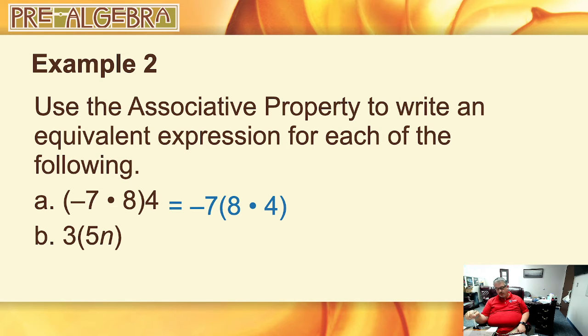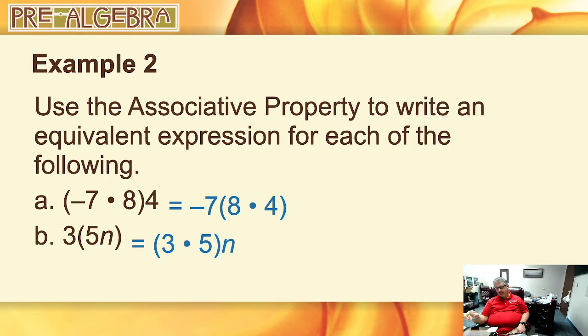Okay, so here's another one. We have, in letter B here, 3 times, in parentheses, 5 times n. Okay, so I could change that. I can reassociate these, and I have 3 times 5 in parentheses, all times n. All right, it's going to give you the same answers.